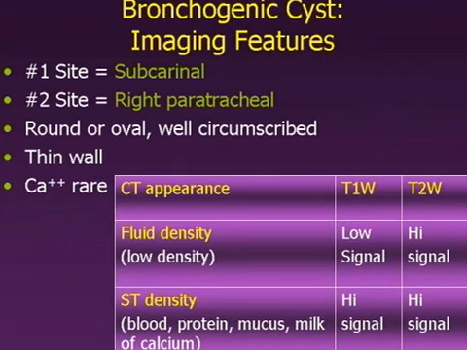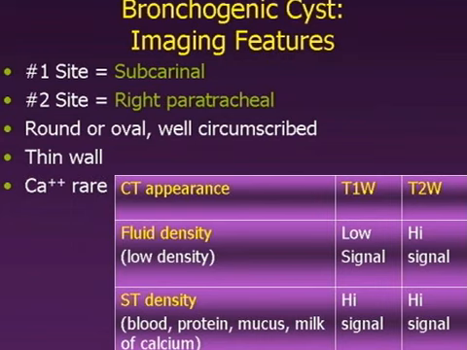On CT, they're generally fluid density, low density, but you may or may not get pure, nice single-digit water readings, because as I said, they can be complicated by proteinaceous material, a little gooey stuff, a little blood, who knows what. And so you may get readings that are up in the 20s or even north of the 20s. The soft tissue density, protein, mucus, milk of calcium, and blood can cause these densitometry readings to be higher than pure water.